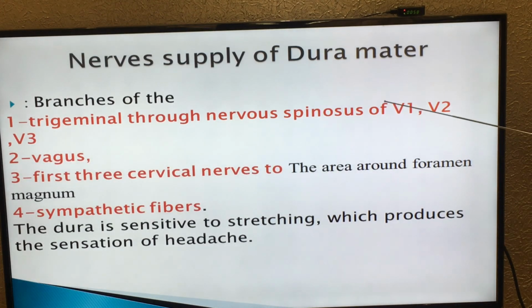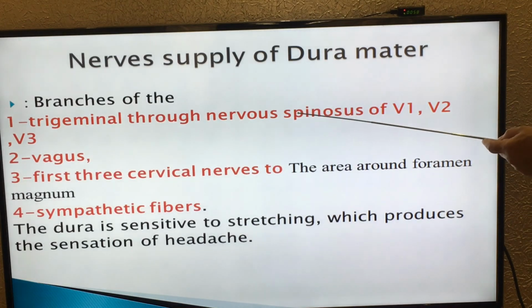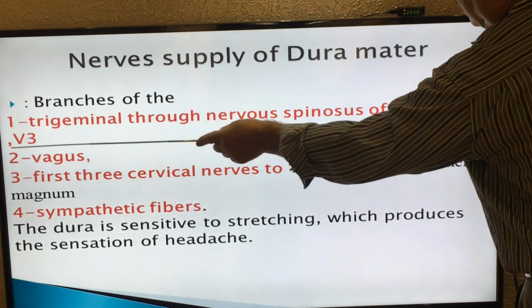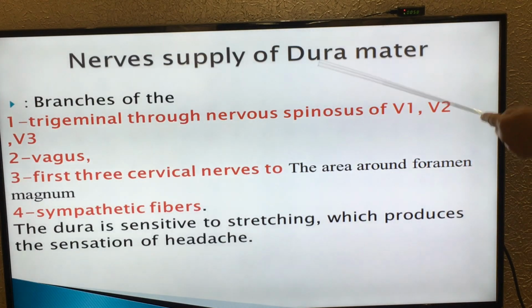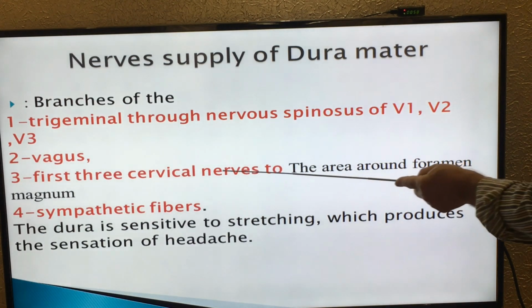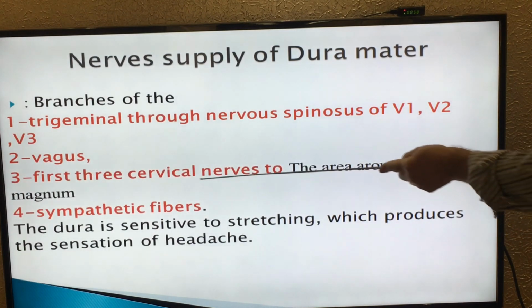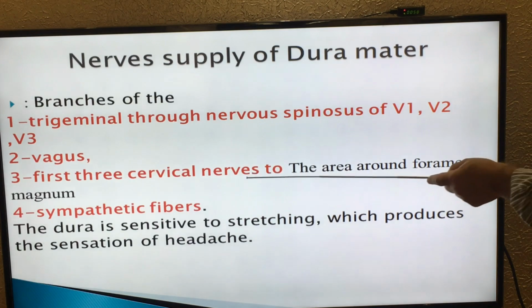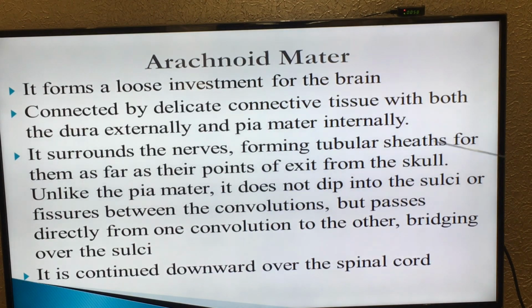That's why sometimes if you have a pain in your teeth, what will happen? You will have a headache because V3 mandibular branch supplies the teeth and at the same time sends a branch to the dura mater. Or if you have a problem in your vertebrae, you will have a pain in the head because of the nerve supply coming from the cervical region, and so on.